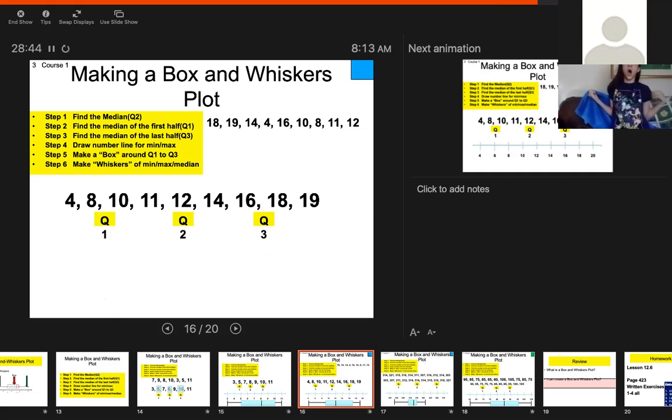Now I gave you friendlier numbers. Literally there's one number between them. It's easy to do even without adding together, divided by 2. If this had been a 19 instead of an 18, well, you're going to get a decimal number. Perfectly fine. You'd have to do 16 plus 19 divided by 2.